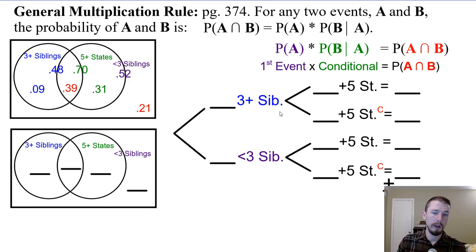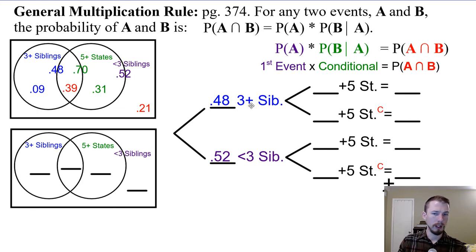So the first event is going to be the first branch, which is going to split from our 100% to whether or not you're part of a big family, which was 48 and 52%. So that's our first event, the probability of A. Then knowing which branch you were on, so given that A has already happened, what's the probability of event B occurring? And these are all going to be conditional probabilities given which branch you were already on.